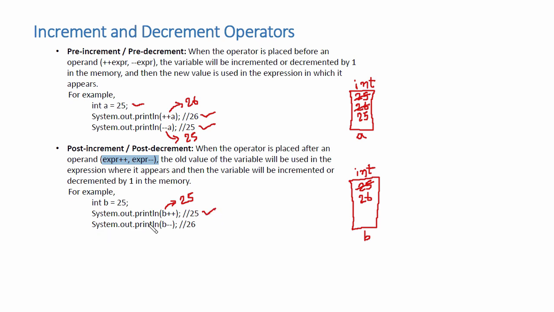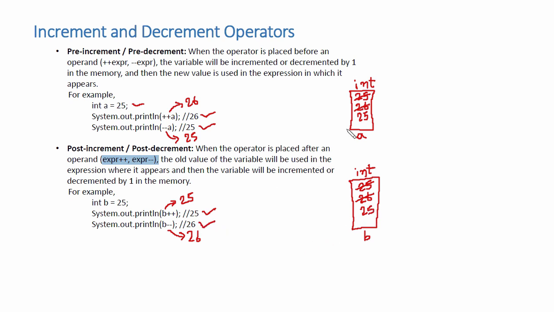Another statement, System.out.println(b--). Again this is a post-decrement operator. So first use the current value that is in the memory. The current value is 26. Then go and make changes in the memory, so decrement it by 1. b will become 25, but 26 will get printed in this case.